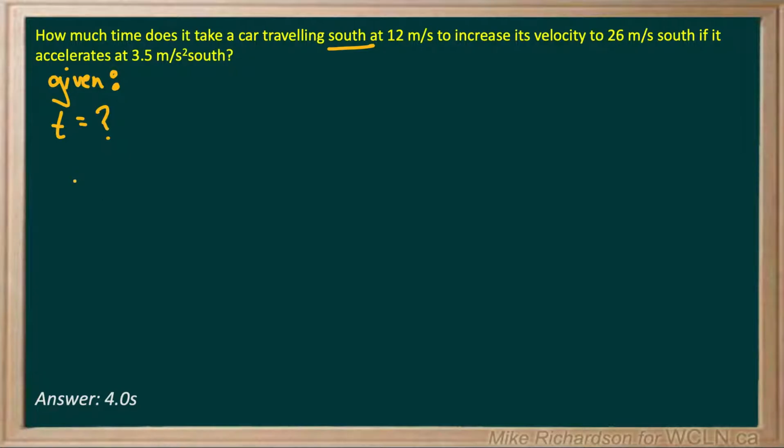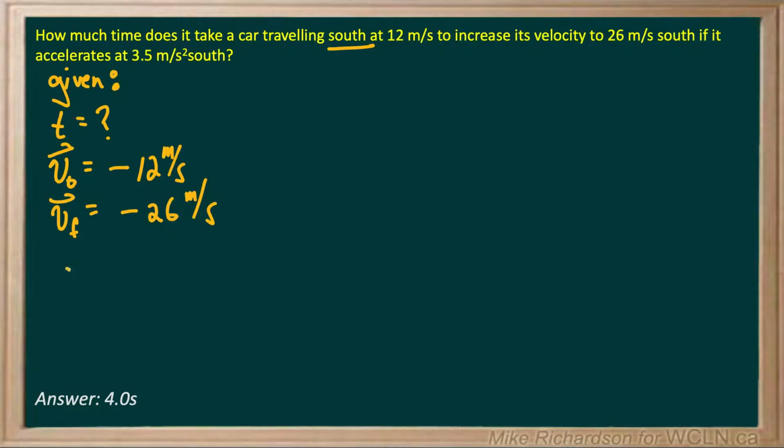It's traveling south at 12 meters per second, and it's increasing its velocity to 26 meters per second south. And they tell you that its acceleration is 3.5 meters per second squared, also south. So since south is down on the compass rose, why don't we say south is negative, just to keep track. So we're saying his initial velocity, which is a vector, is negative 12 meters per second. Negative is going to represent south. My final velocity is negative 26 meters per second south.